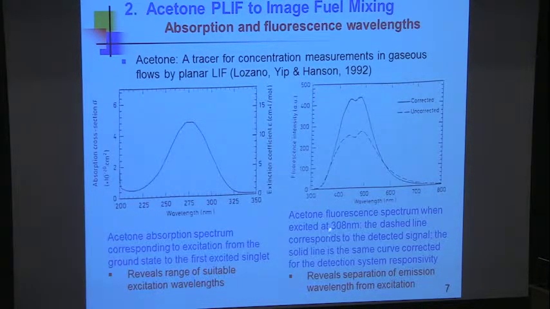So if we excite at 308, which is like right here, I say, well, I want to get all the signal I can, so I'm going to have my detector get all this. Now, you got to be a little careful because your detector's response is not uniform. So what does it mean? So you have to calibrate a little bit. But the good news is the fluorescence is separated from the absorption, so you can filter out the scattered light from the laser.